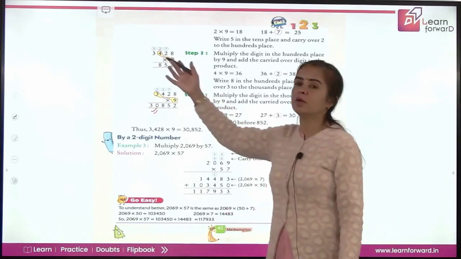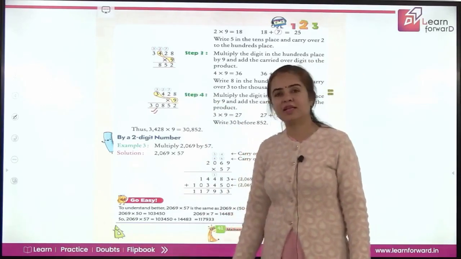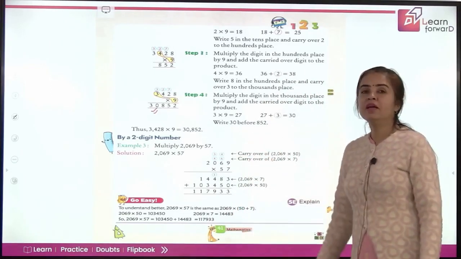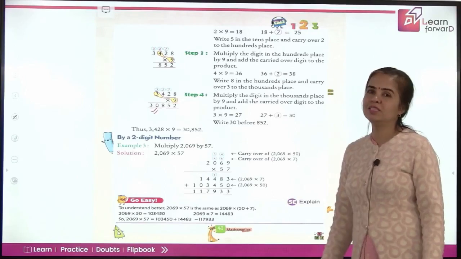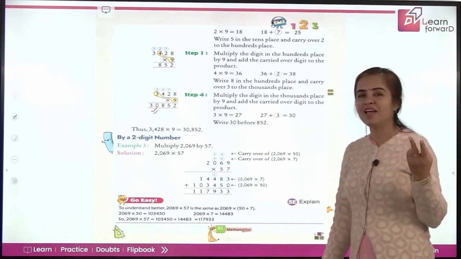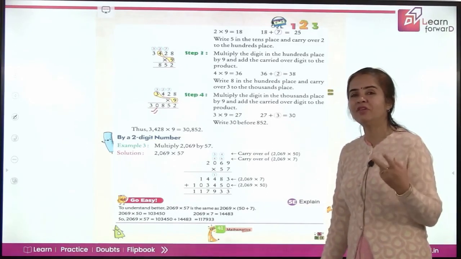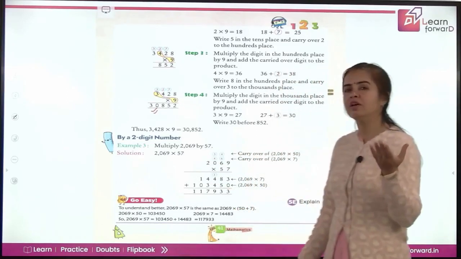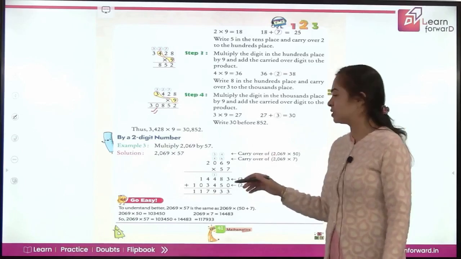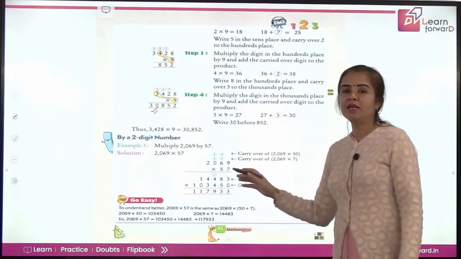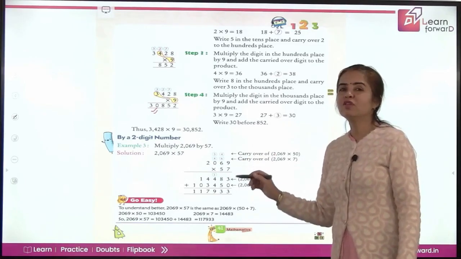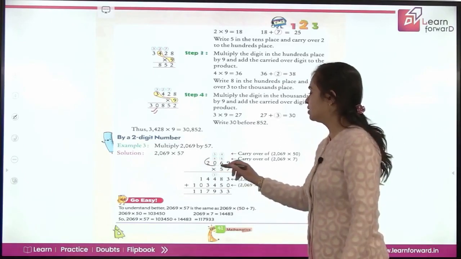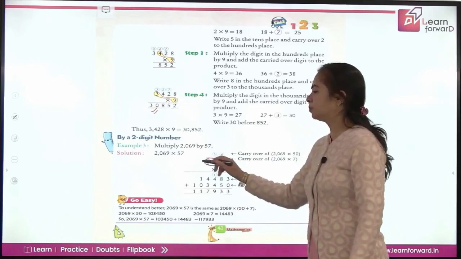Here, just one more place has increased. That's it. So, now we'll be multiplying 4-digit number by 2-digit number in 2 steps. As we have done for 3-digit numbers by 3-digit numbers, we'll have 4-digit number by 2-digit number. So, it will rather be a step less. 2069 multiplied by 57. First of all, we will multiply this number by 7.